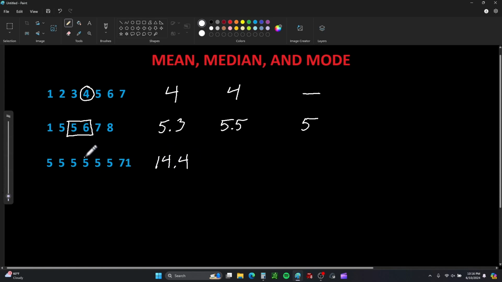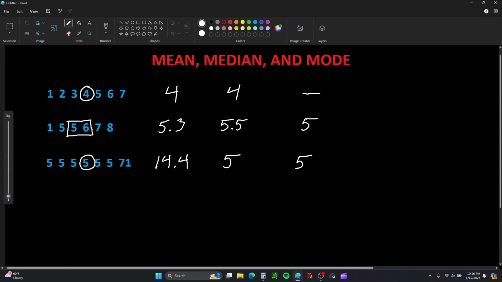Next, I want to calculate the median. Well, that's the middle number. They are in order, so the median is 5. And this time you notice that my mean and median are very different from each other. And then the mode is the number that repeats, and we have 5. There's 6 of them, so the number that repeats is a 5.